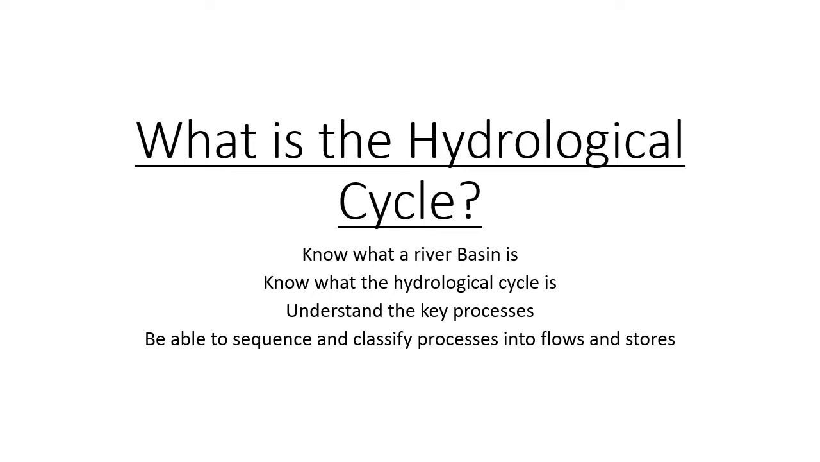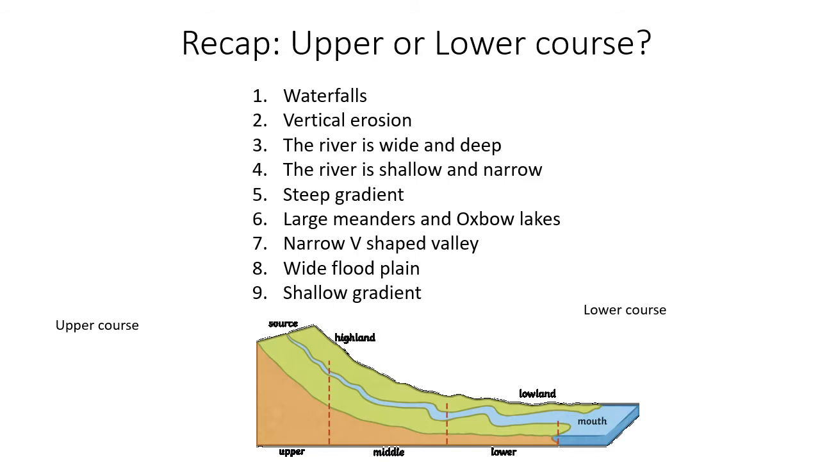Now, before we do that, let's just take a step back and go back to the previous work. So a little starter for you. There's 9 things here. What I want you to do is stop the video and decide whether they are typical of the upper course, so near the source of the river, this section up here, or whether they're typical of the lower course, the section near the mouth where the river meets the sea. So just stop the video for a second and write them out. You can just write numbers down if that's quicker, and decide, are waterfalls the upper course or lower course. So stop the video, have a go, and in a second we'll go through them.